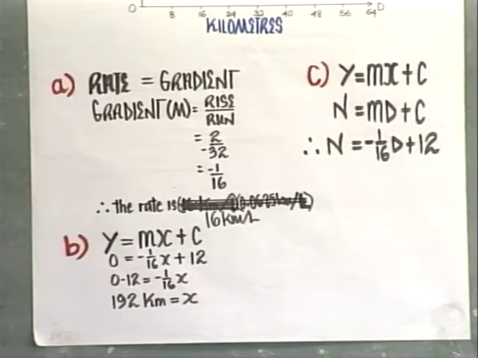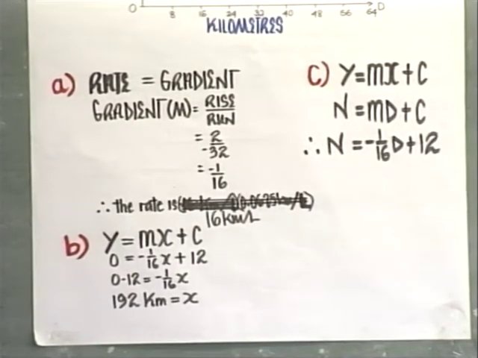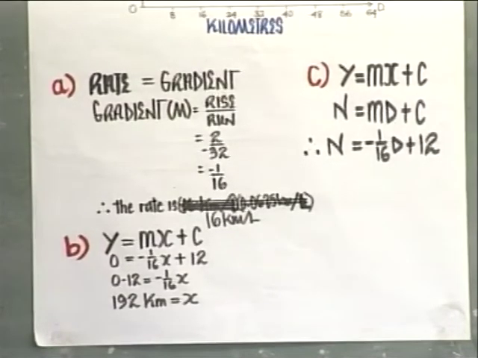To find the rate, it's just the same as finding the gradient. So we use the formula of gradient, rise over run. You people did very well. The rise is 2 and the run is negative 32. So the answer was negative 1 over 16, therefore the rate is 16 kilometers per liter.